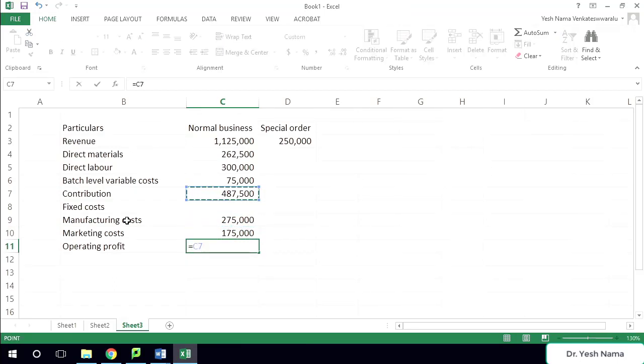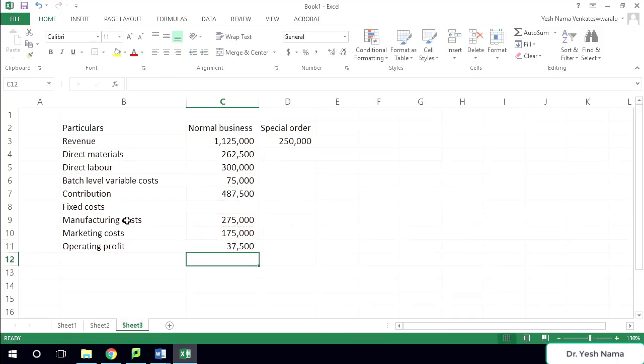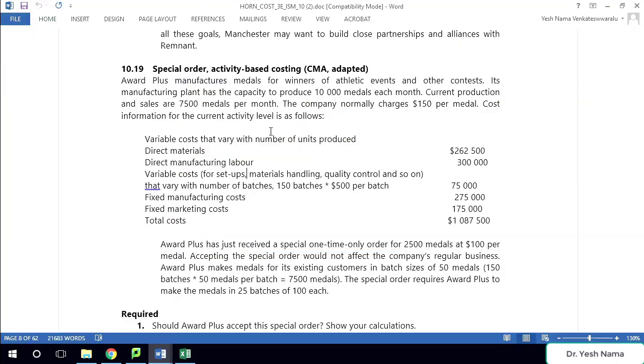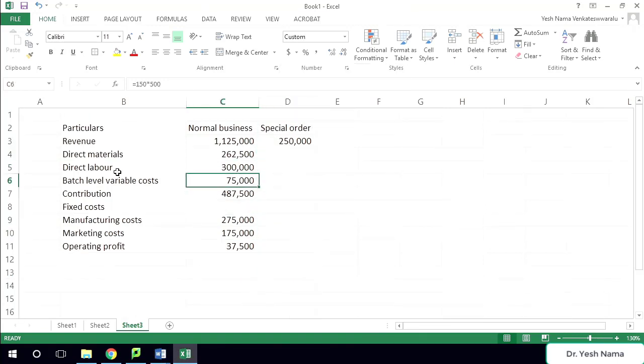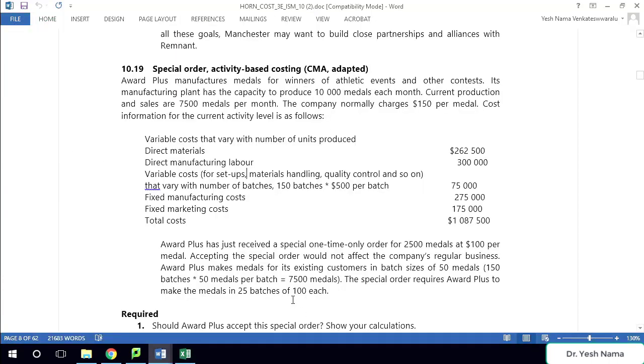Operating profit is contribution minus the sum of fixed costs, 37,500. For the special order, do we know batch level costs? Do we know the number of batches? Number of batches are 25. And what is the cost per batch? 500. So we can calculate the batch level costs.